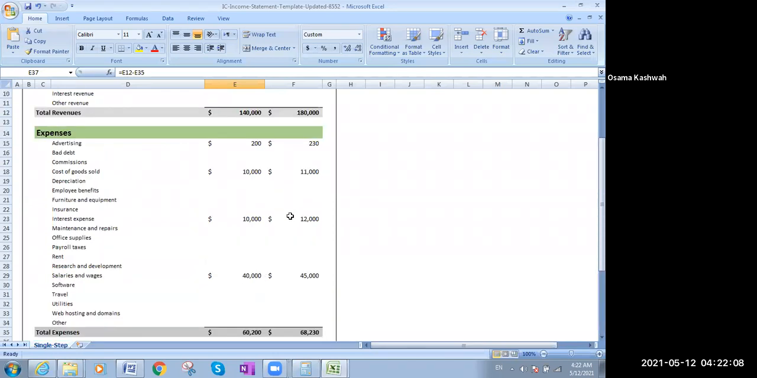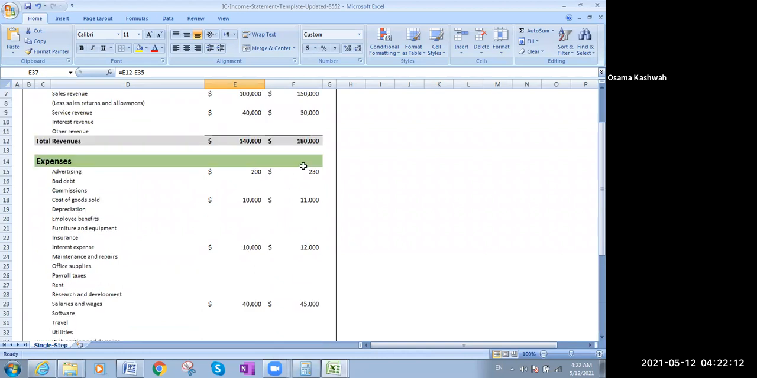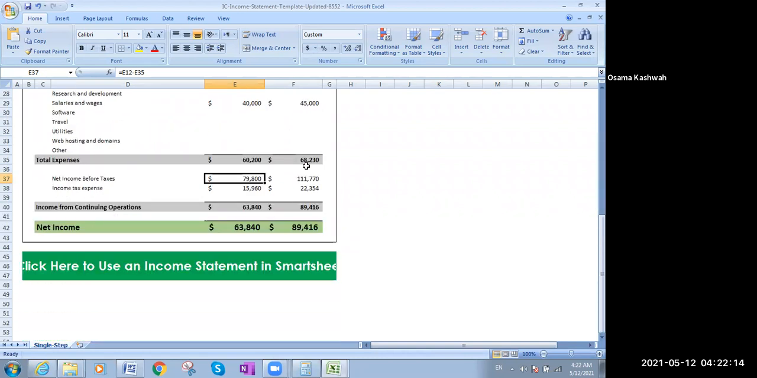Same thing I will do here. So the system calculated 180,000 minus 68,230, then it will give me 111,770. I said the total revenues minus the total expenses will give me the income before taxes.